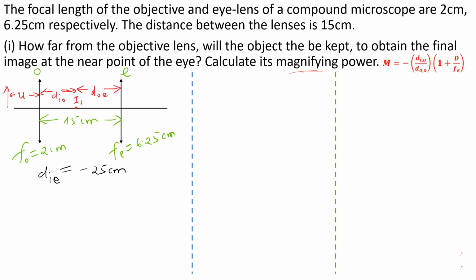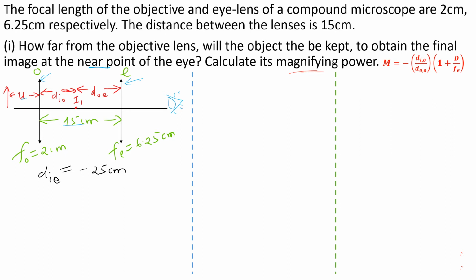We have two lenses. The first one is the objective lens and the second one is the eyepiece. Eyepiece because the eye is kept here, so it gives the final image for the eye, which is magnified or at infinity. The lenses are 15 centimeters apart. We are not given the object distance, which we have denoted with U today. So again, they say that the final image is formed at the near point.